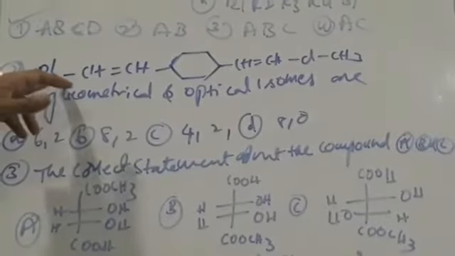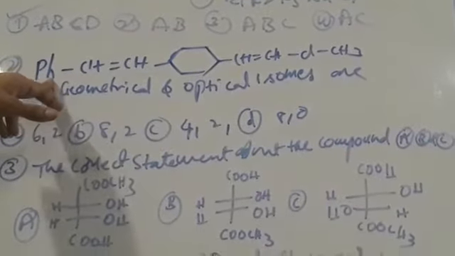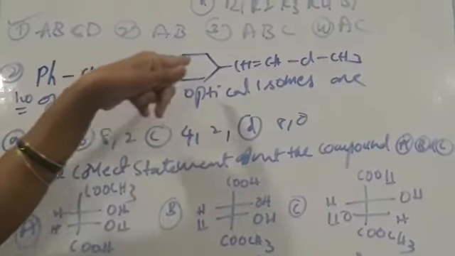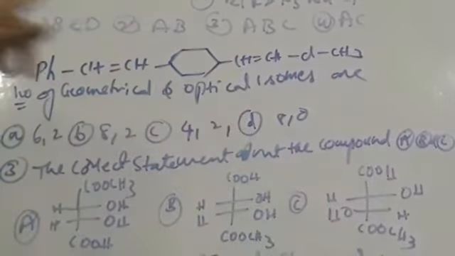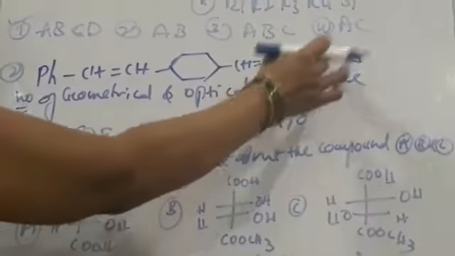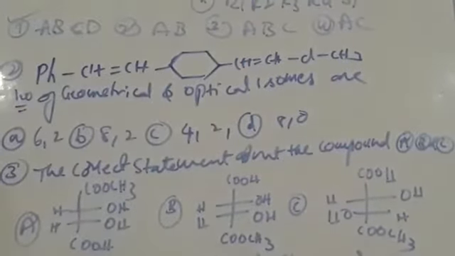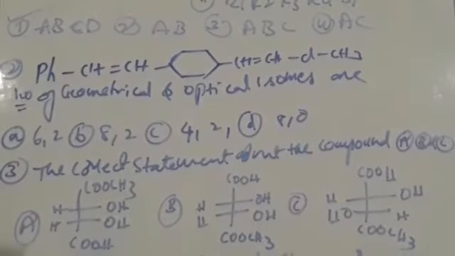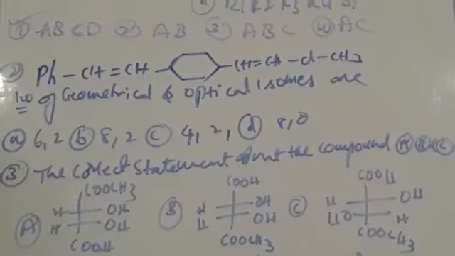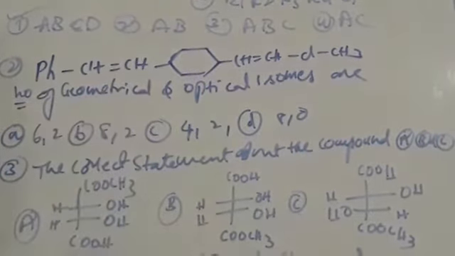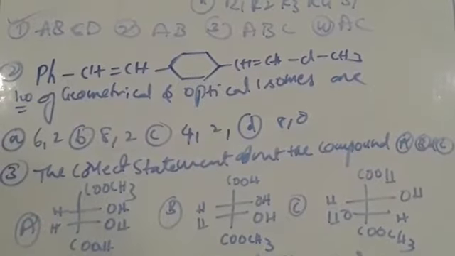See this compound. Ph, here phenyl group C6H5, C double bond CH, and one cycloalkane ring is there, followed by a double bond, Cl, CH3. So this is a polyene compound which contains a cyclic ring in it. Now you have to calculate the geometrical and optical isomers.